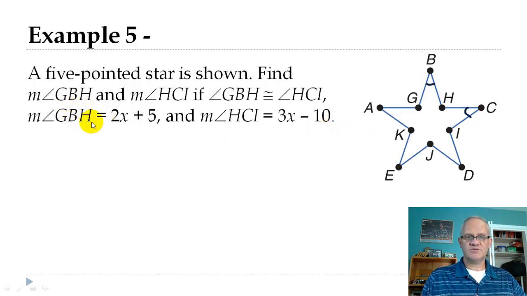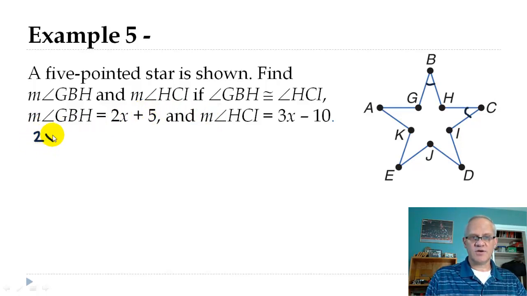And what else did it say? GBH is 2x plus 5 and HCI is 3x minus 10. If these are congruent, what do we know? These two parts have to be equal to each other. So I can write an equation. 2x plus 5 has to equal 3x minus 10.